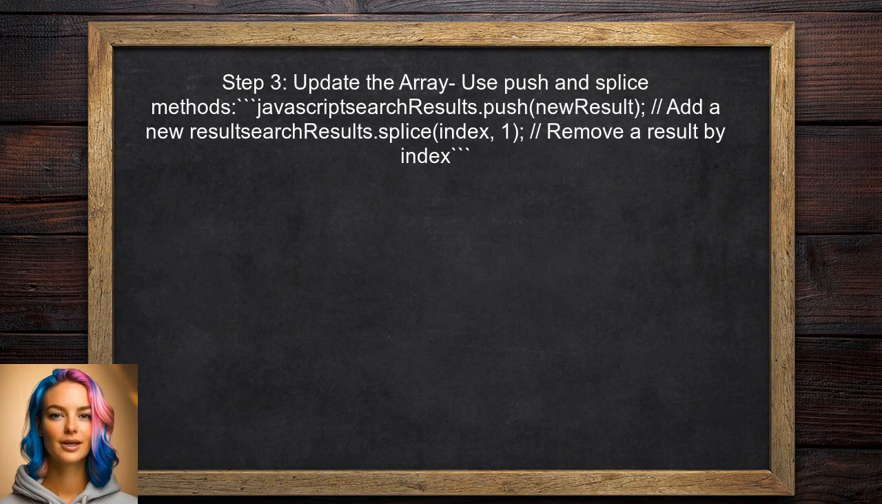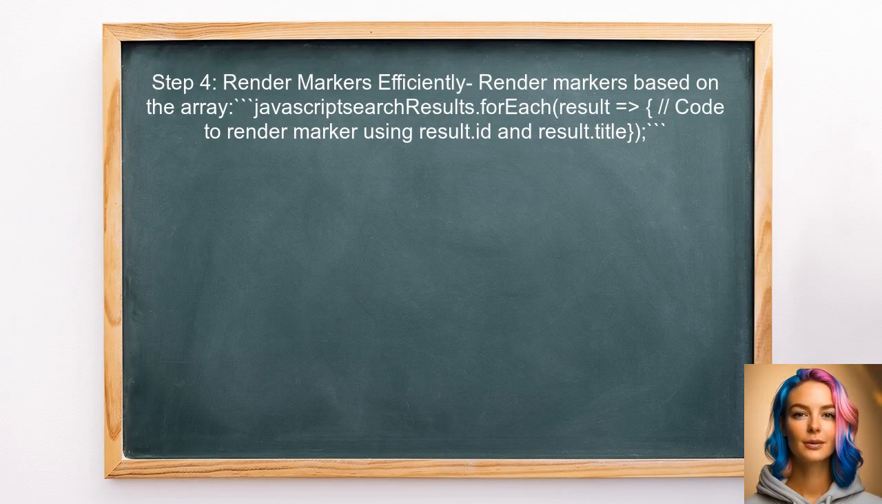Now, when the user needs to update the array, they can push or splice items without Vue tracking the internal properties of the objects. This allows for efficient updates without unnecessary reactivity. Finally, the user should ensure that when they render the markers on the map, they only reference the array itself, not the properties of the objects. This keeps the rendering efficient.